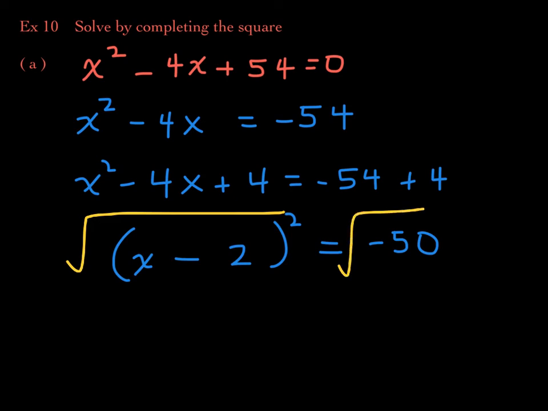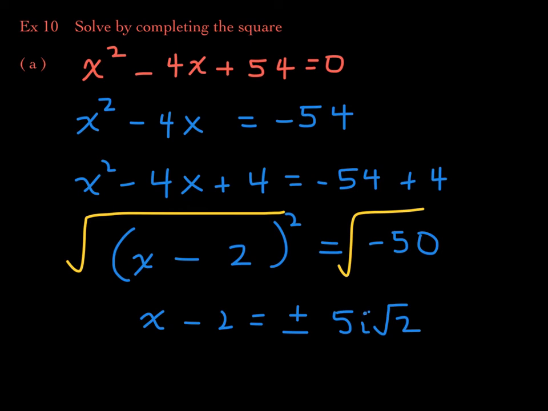Now, the square root of the left just gives you x minus 2. On the right, you're going to have plus or minus. Now, the square root of 50 will simplify as 5 root 2, okay? And then the negative underneath the square root will generate i. I'll put the i right here, in front of the radical.